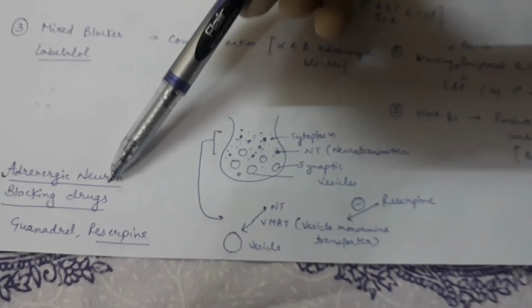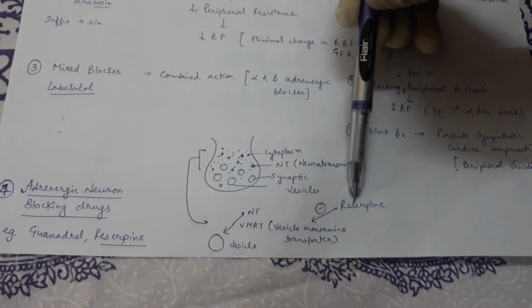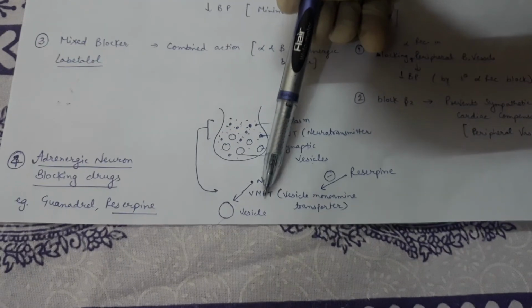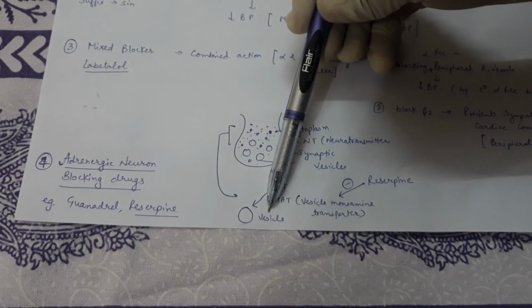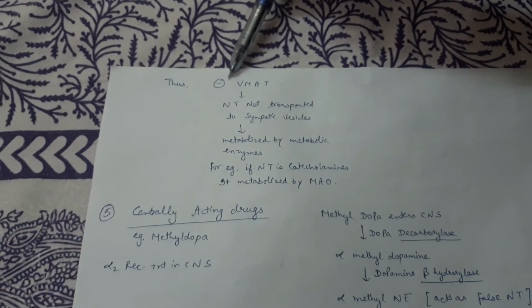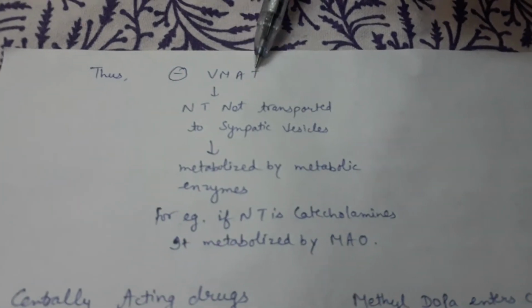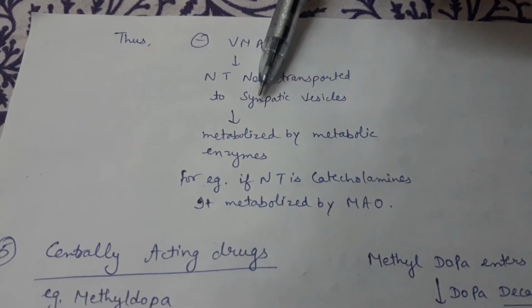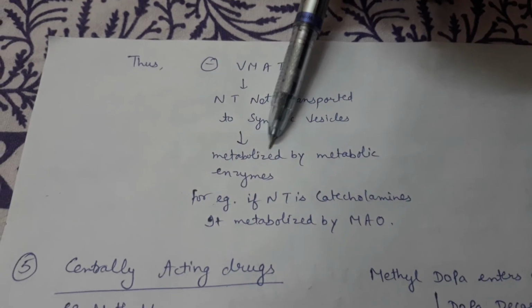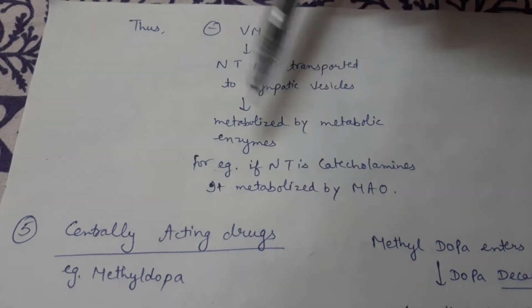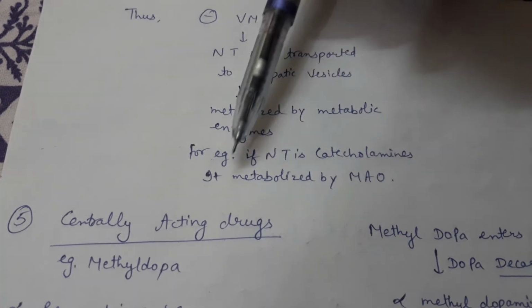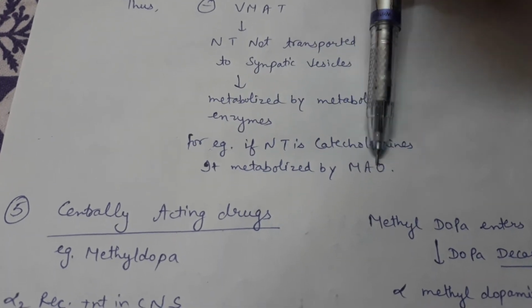The neurotransmitter is transported to the synaptic vesicle through this enzyme, the vesicular monoamine transporter. With adrenergic neuron blocking drugs, meaning reserpine, if we give reserpine, it will inhibit this enzyme, vesicular monoamine transporter. So by inhibiting VMAT, the neurotransmitter will not be transported to the synaptic vesicle, and if not transported, it will be metabolized by the metabolic enzymes. For example, if the neurotransmitter is a catecholamine, adrenaline or noradrenaline, it will be metabolized by MAO, monoamine oxidase enzyme.